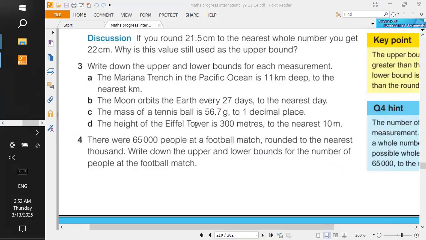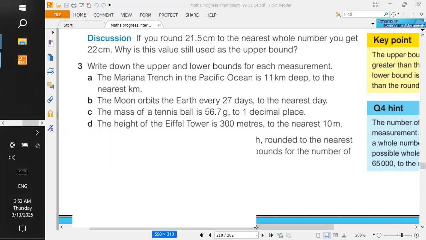Here, the mass of a tennis ball is 56.7 grams to one decimal place. Now, we talked about having a unit after the word nearest. Now we're going to talk about having something else, which is numbers or one decimal place, two decimal places, or significant figures. So let's cover this here in this question so you understand all the ideas.